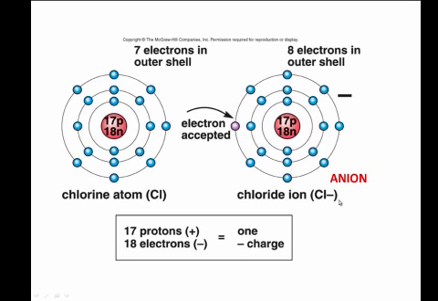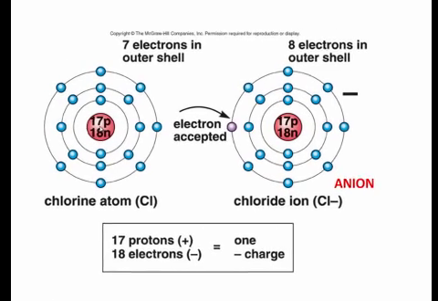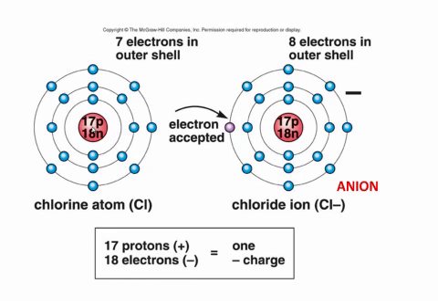Let's look at another. This is chlorine. Chlorine is atomic number 17. 17 protons, but also 17 electrons. We can do our electron configuration. If we put 2 electrons in the first shell, 8 in the second shell. 2 plus 8 is 10. That leaves 7 electrons to go out in the third electron shell.